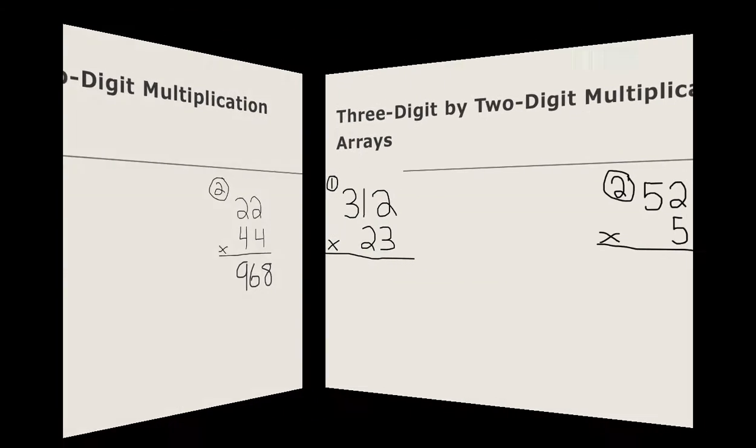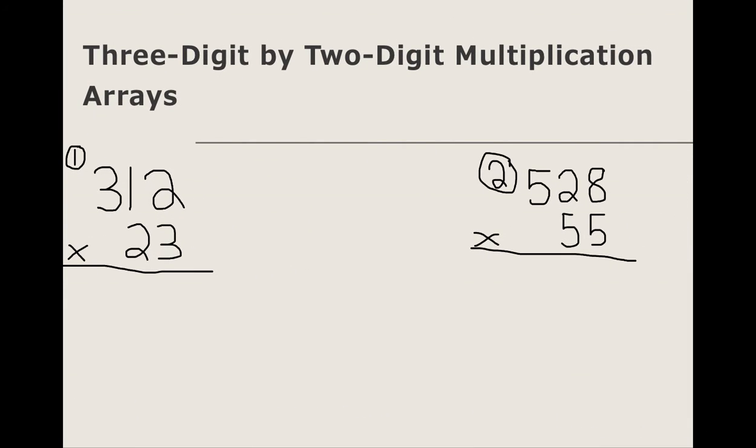Now we're going to make it a little bit more difficult and look at 3-digit by 2-digit multiplication arrays. So we have the first problem right here, which is 312 times 23. And over here we have 528 times 55.